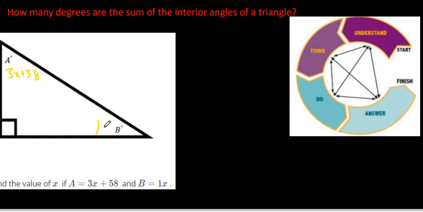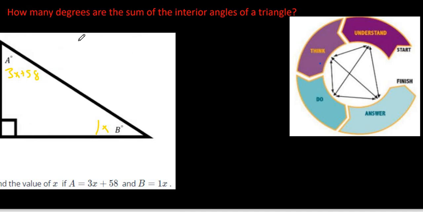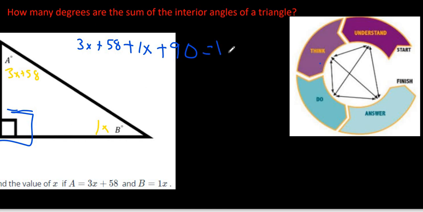And b is 1x. Well, we know that those angles in total are going to add up to be 180 degrees. So we're going to write down that 3x plus 58 plus 1x plus this 90 degrees right here. We know that that third angle is 90 degrees, is going to equal 180, and we just need to solve this. What I would probably do first is combine like terms.